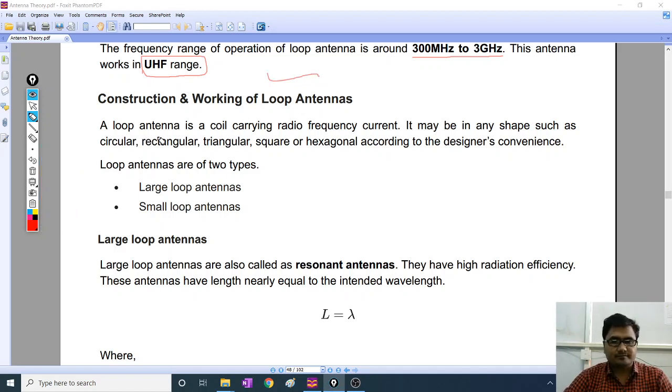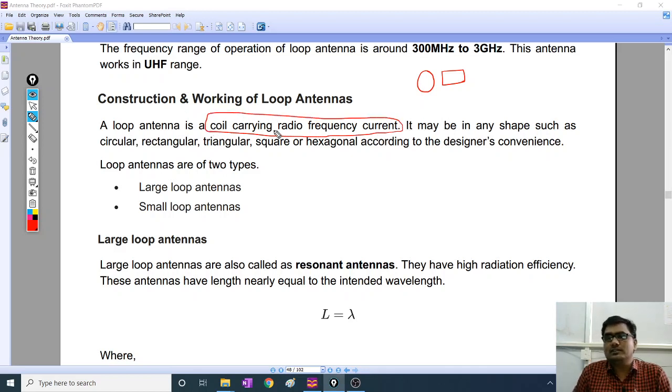Now, we have already seen the construction. It can be a loop, a square, a single wire bent in the form of a loop. Basically it is a coil carrying radio frequency current. That is the only conclusion. The shape can be circular, rectangular, triangular, hexagonal; you can have any kind of shape. It has to form a loop. That is the only criterion.